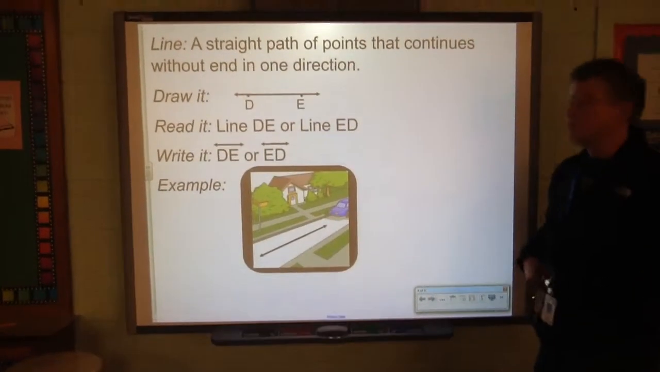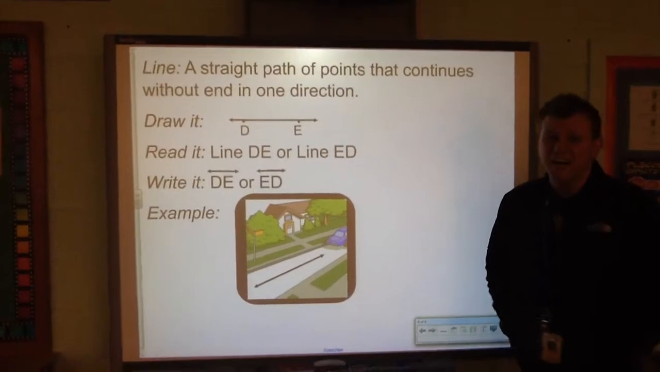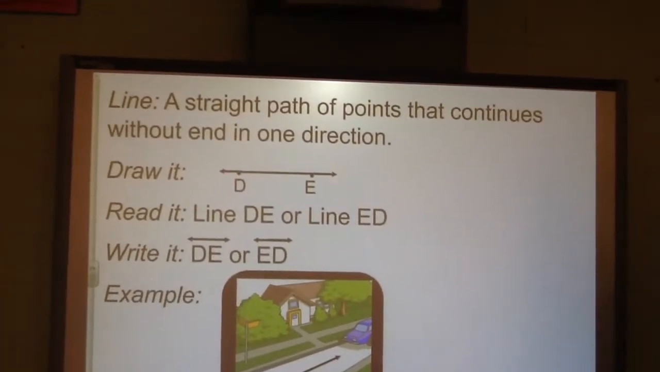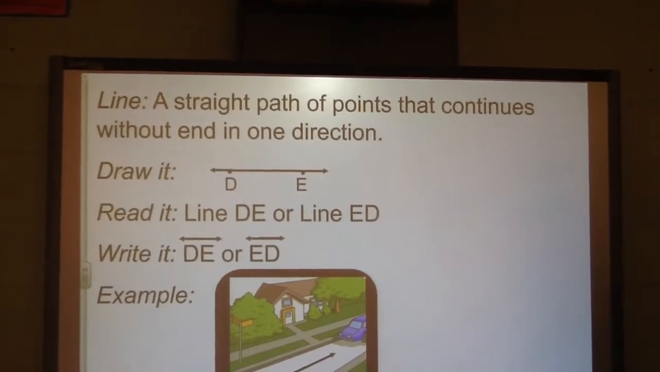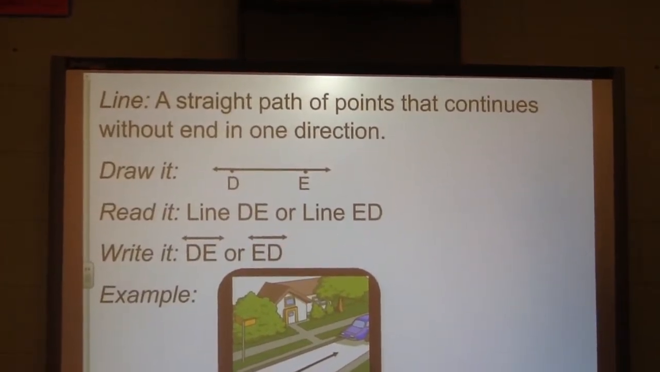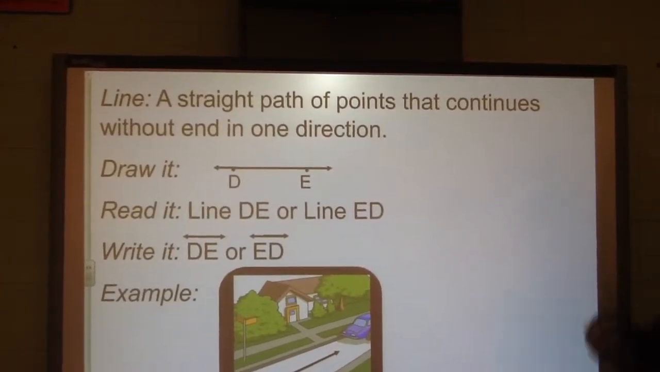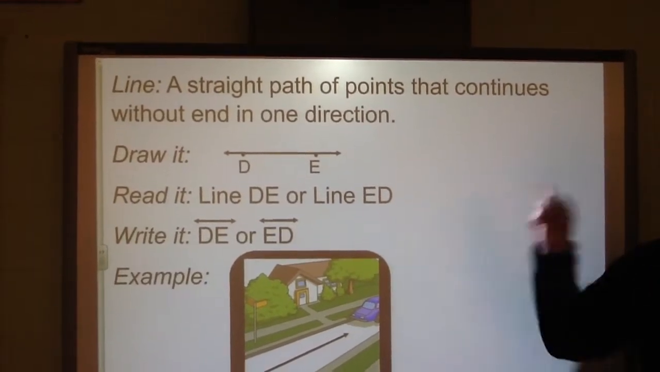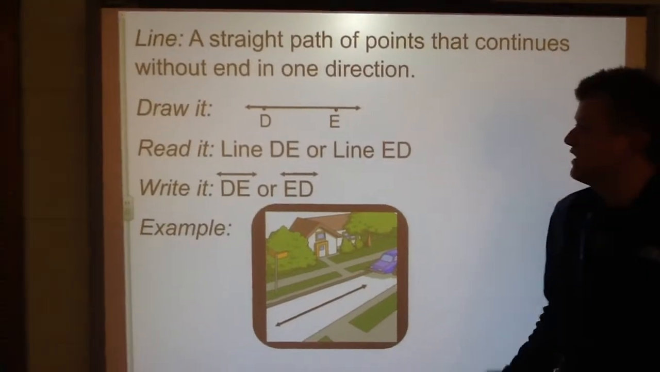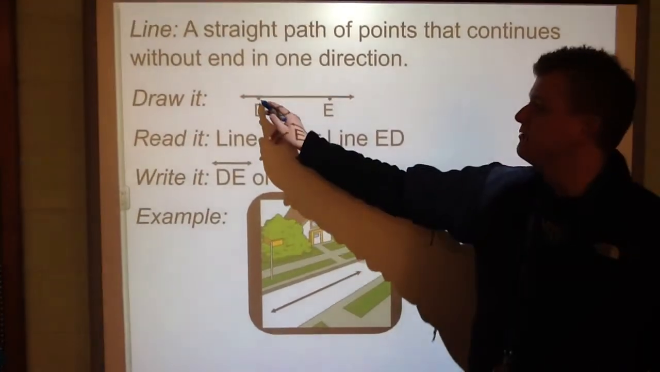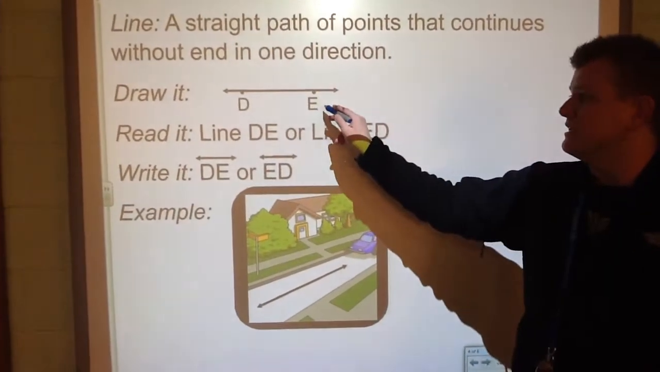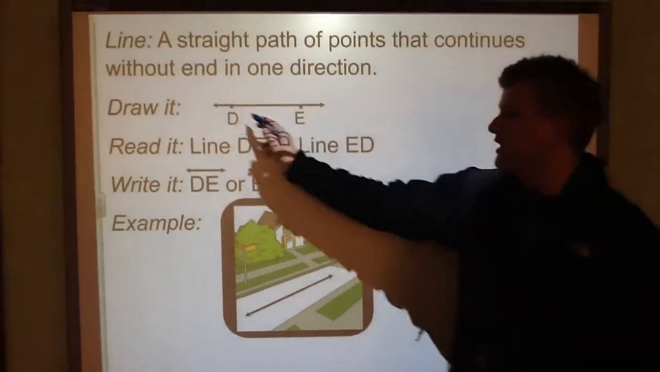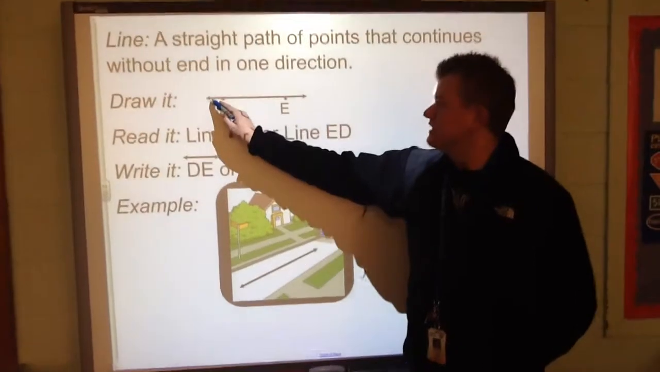The next definition that you're going to need to know is a line. A line segment and a line, similar but different. A line is a straight path of points that continues without end in one direction. So, unlike a line segment, which has 2 endpoints, a line just keeps going. Here's how you would draw it. In this case, I have point D and point E. They're not end points because they don't end that line, but they are points on the line. But you see I have arrows here.